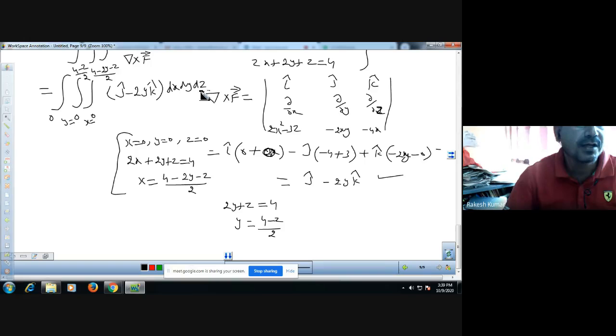At last you can integrate with respect to z. So y will be 0, z is equal to 4. So this is the upper limit. Now you can integrate in this order. First integrate with respect to x, then with respect to y, then with respect to z. Clearly, this will be a vector quantity as I said, because we are evaluating the curl, and curl is always a vector quantity. So this is the way to evaluate the triple integral. Now you can evaluate this.